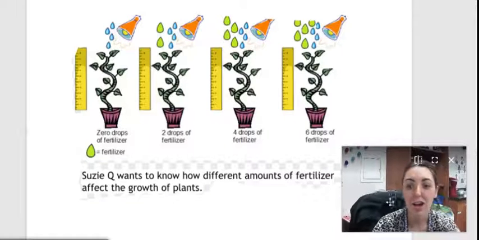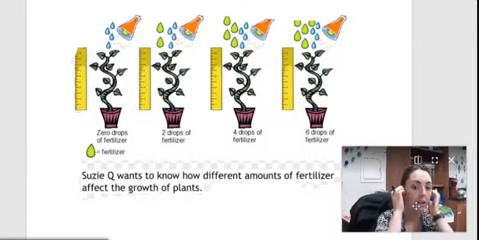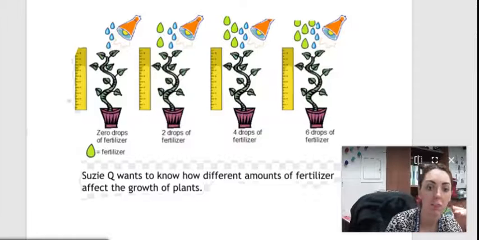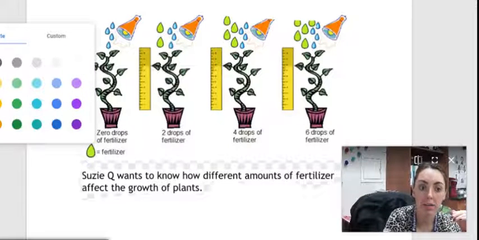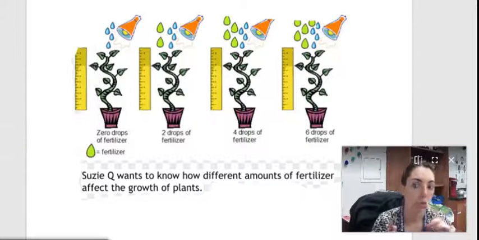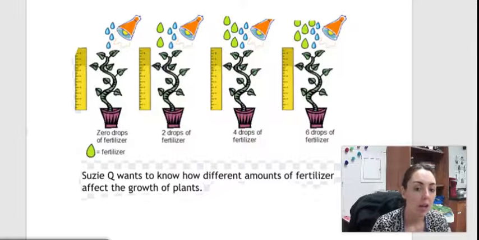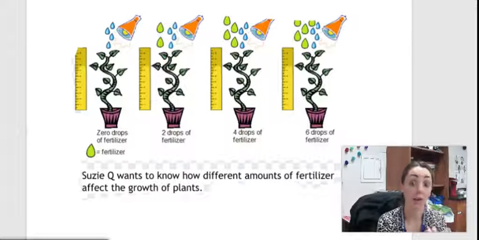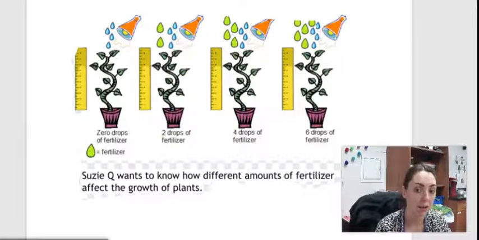All right, so we're here talking about independent and dependent variables in an experiment. It's really important for scientists to determine the variables in their experiment and make sure that they are only looking at one independent and one dependent variable. Otherwise, it's going to be really hard to actually figure out if there's a relationship in their experiment.